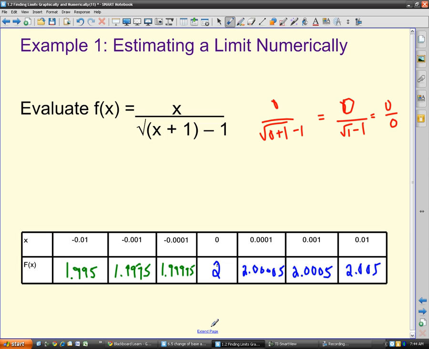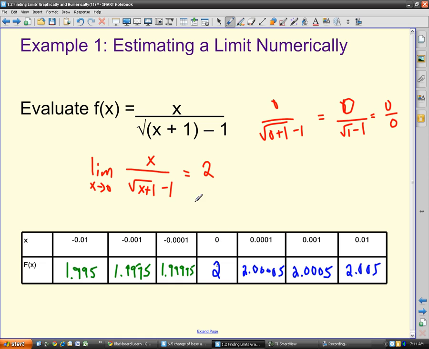Now we have new notation that goes with this, and so we're going to use limit as our notation, and we're going to say as x approaches 0, because we want to know what's happened as x approaches 0. We're going to say x over the square root of x plus 1 minus 1. Well, we found out by using our table here that it approaches 2. And so basically a limit is find out what the y value is as we approach some x value that may or may not be in the function itself.